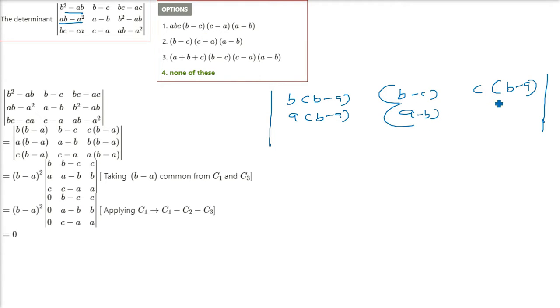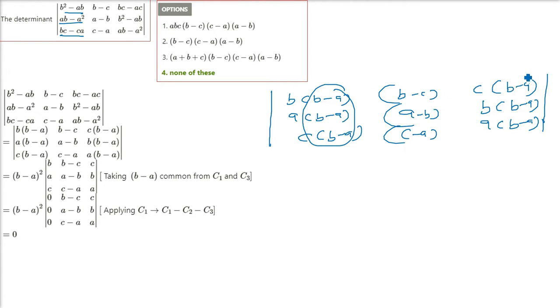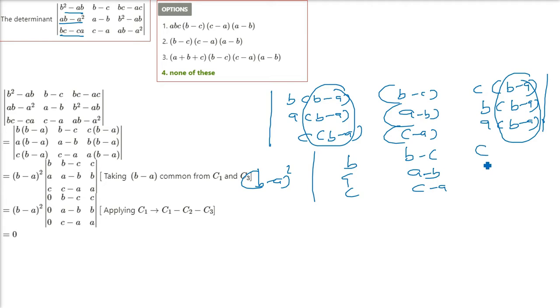Then we take b common from here, b minus a. Here we take c common, you get b minus a. Here you have c minus a. Here you take a common, you get b minus a. So from the first column I am taking b minus a common. From the third column also I am taking b minus a common. So when we take b minus a common, you will get b minus a whole square. Then you have b, a, c here, b minus c, a minus b, and c minus a here, and c, b, a here. Right? Okay.